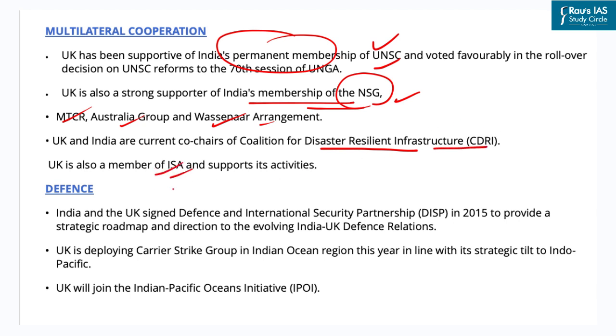Further, both the countries also co-chair the Coalition for Disaster Resilient Infrastructure and are partners under the International Solar Alliance. Apart from this, India and UK also share a defense relationship and have signed the Defense and International Security Partnership Agreement in 2015 to provide a strategic roadmap and direction to the evolving India-UK defense relationship. Both the countries also conduct various military exercises.